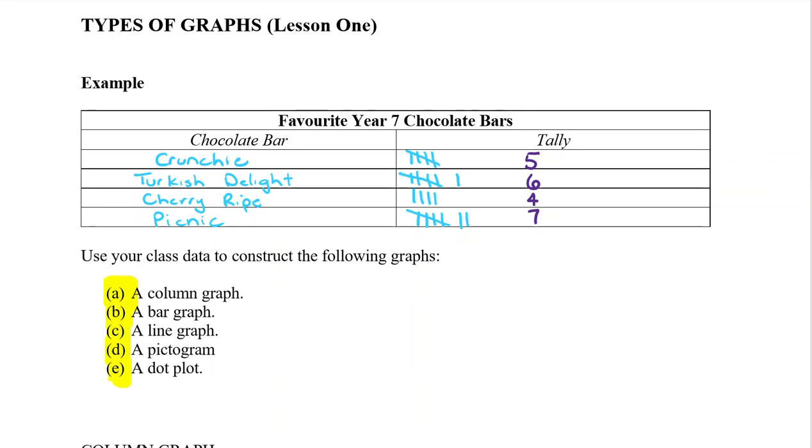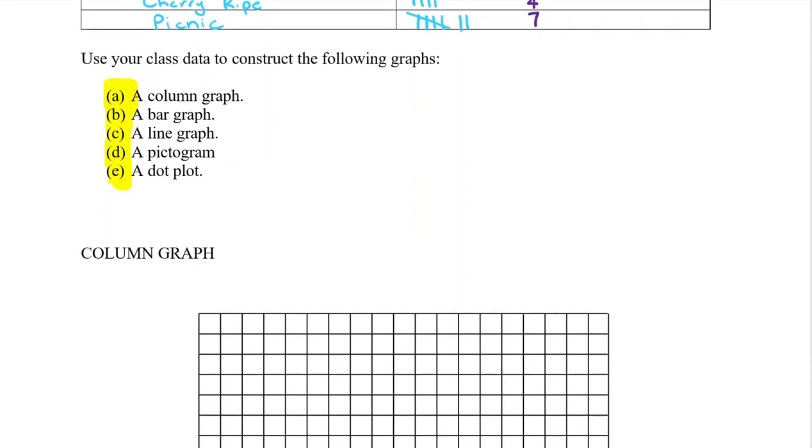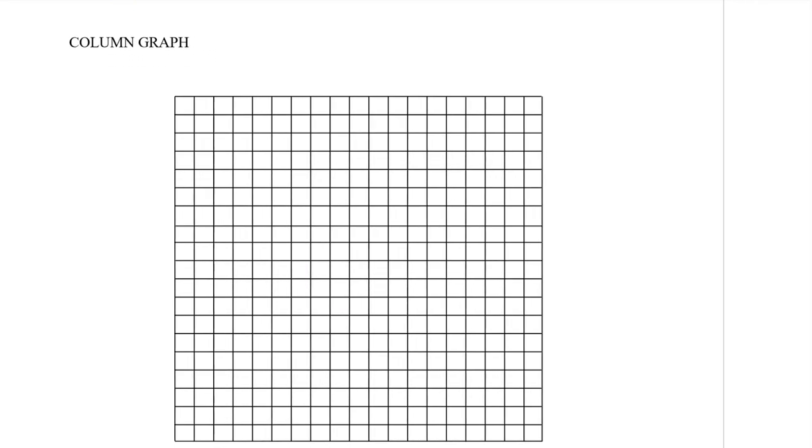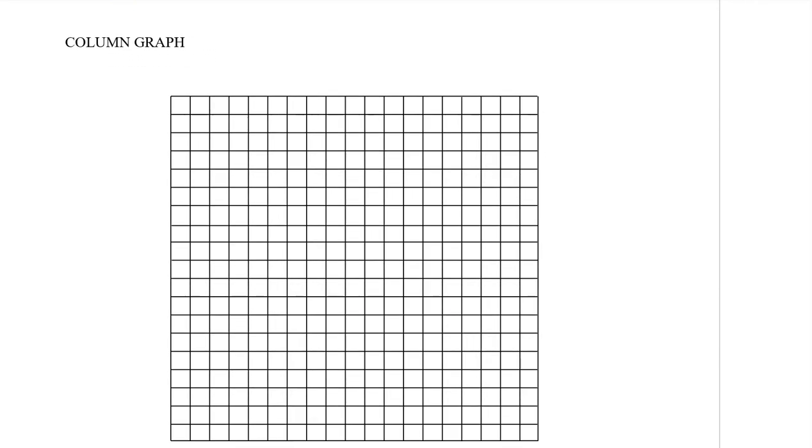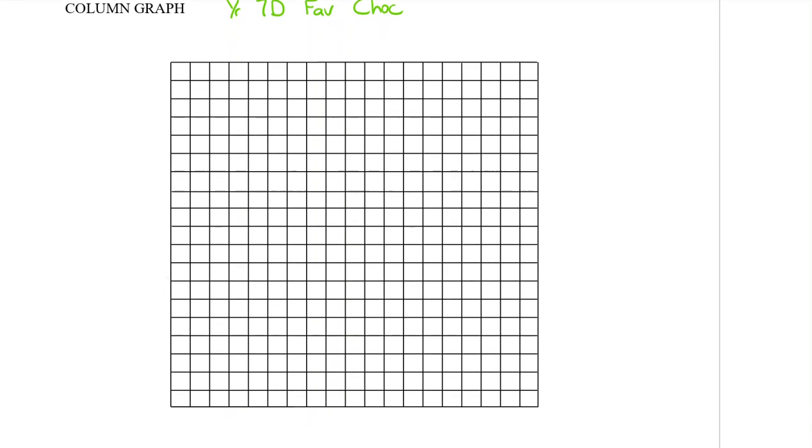So it's important that you remember to include all the details of each graph, and every single one of them needs a title. So for our column graph here, first thing I'm going to do is put a title in, which I'm going to call Year 7D's Favorite Chocolates.